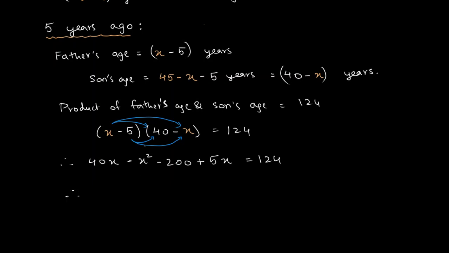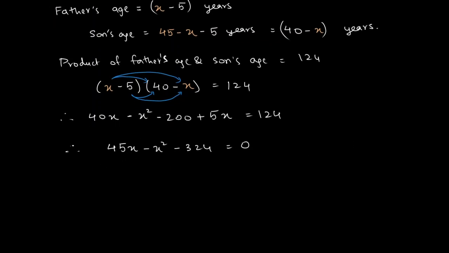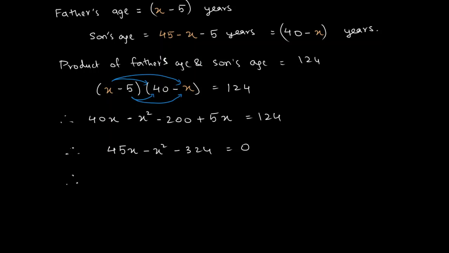So if I rearrange these terms, I get 40x plus 5x, so that is 45x, minus x square, minus 200, and 124 on this side again is minus, so that makes it minus 324 is equal to 0, right? So I've already got my quadratic equation, to be honest with you, but we'll just rearrange it in the standard form so it becomes easier for us to visualize. So let's write this as x square minus 45x plus 324 is equal to 0.